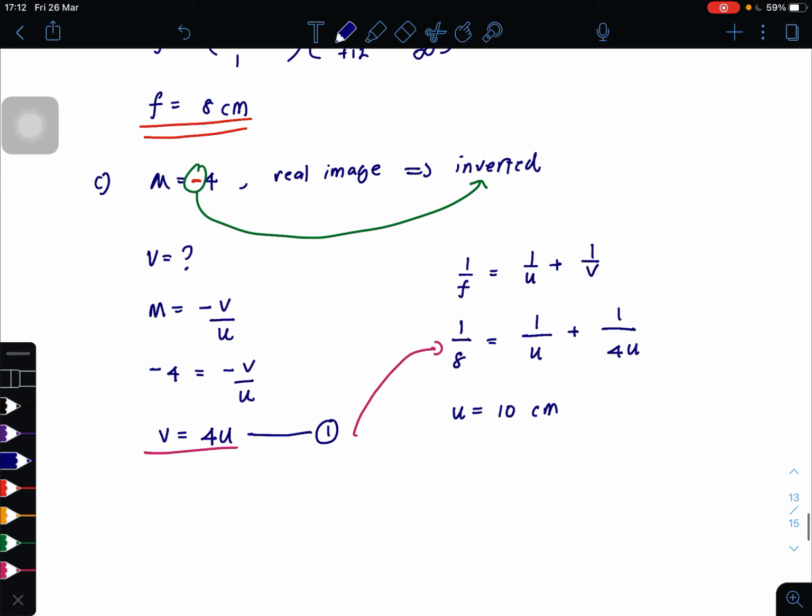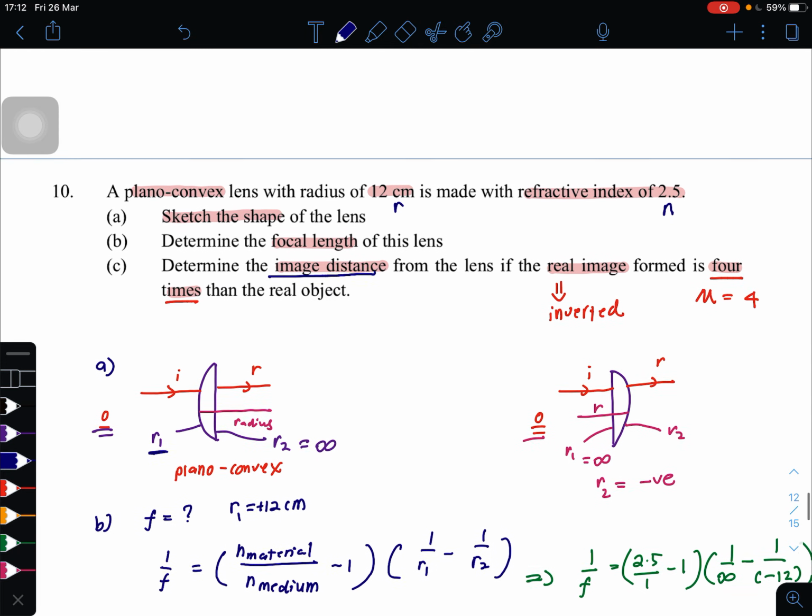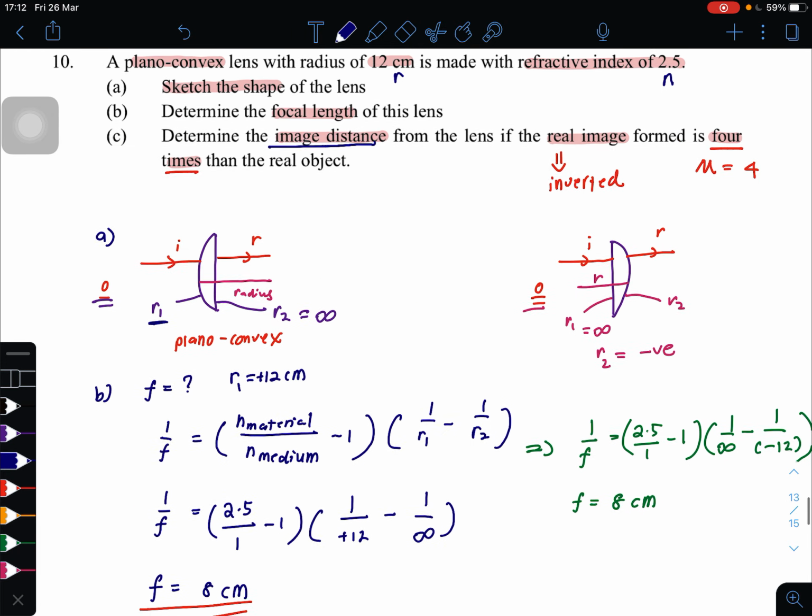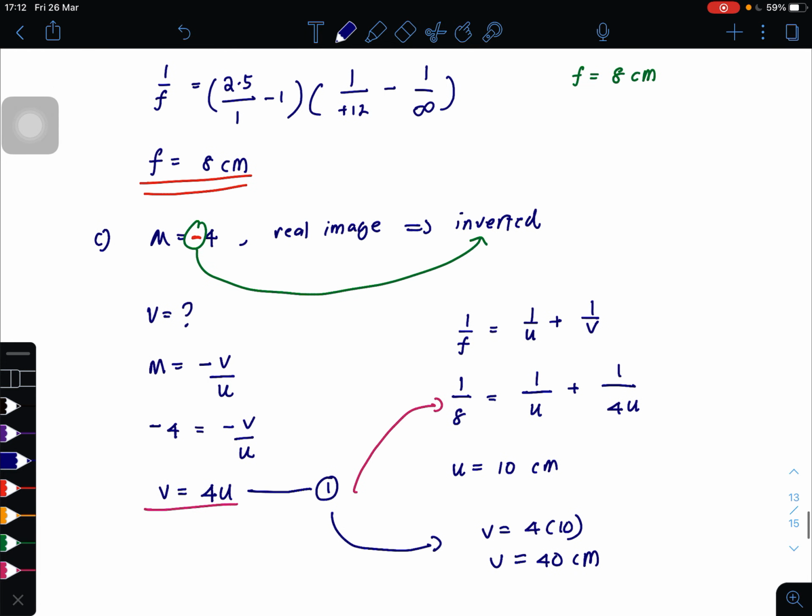And then, okay, using the first formula, V akan dapat 4 darab dengan 10, which is equal to 40 cm. Okay, so this one would be the answer for question number 10.